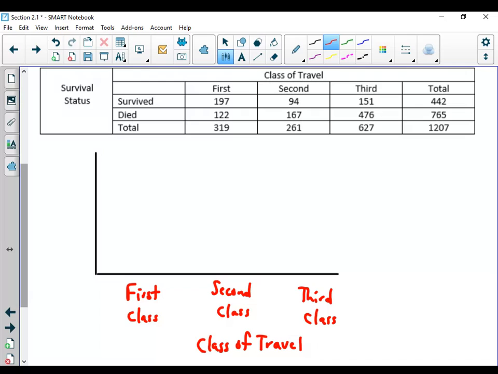Our table already gives us the number that survived, and it also gives me the number that were in first class. So I'm going to take that 197 that survived and divide it by 319. Usually going to the nearest percentage is okay. I get 61.8, so I'm going to call this 62%.